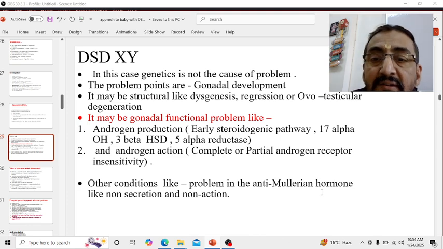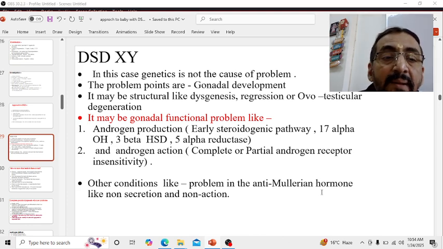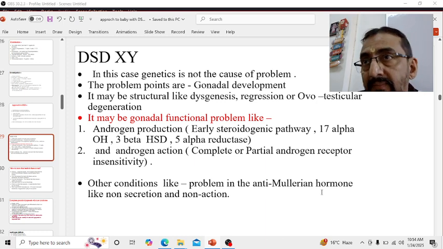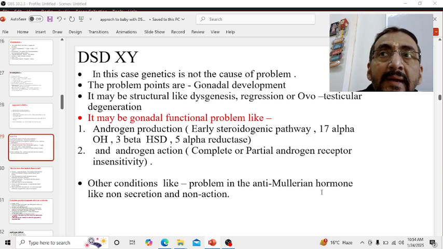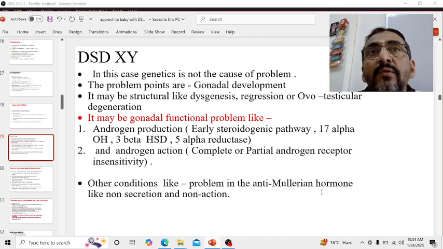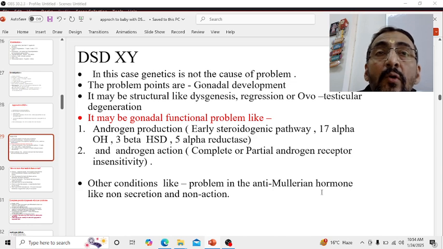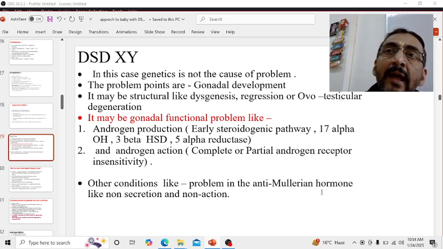There are some other conditions also, like a problem with the anti-Mullerian hormone, like non-secretion and non-action. Anti-Mullerian hormone has to be produced by the Sertoli cells, we know that. Sometimes the anti-Mullerian hormone is not produced. So there is persistence and proliferation of the Mullerian duct, and that creates ambiguous genitalia if it is XY, male. We are talking about XY, that means males. In males, what are the things which may happen?